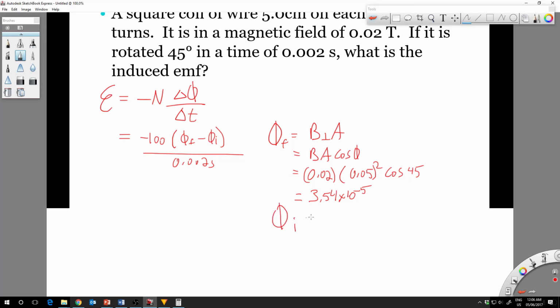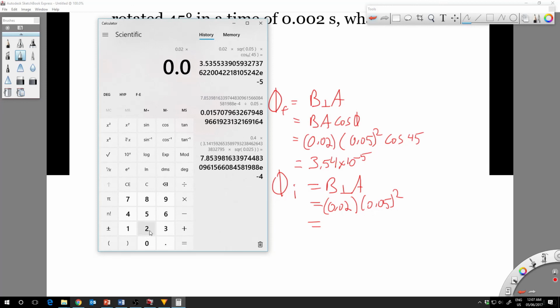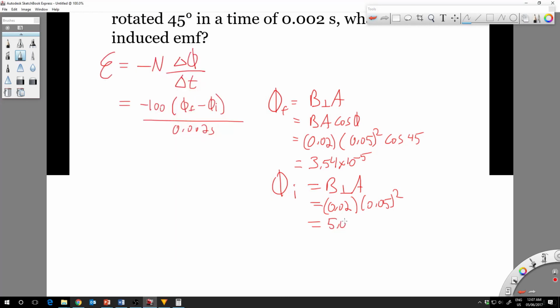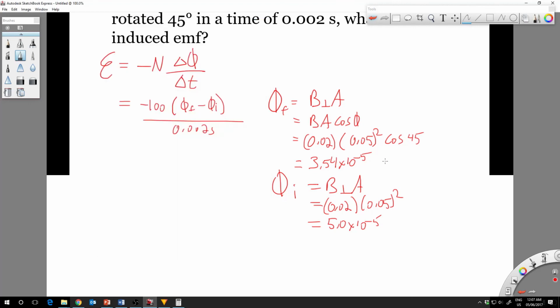Then our initial flux will just be B perpendicular A, and we'll assume it's perpendicular already, since there's no angle. So we can just go 0.02 times 0.05 squared, which gives us 5.0 times 10 to the negative 5. Let me count that to make sure: 1, 2, 3, 4, yes, negative 5. So now our EMF will be negative 100 divided by 0.002 times 3.54 times 10 to the negative 5 minus 5.0 times 10 to the negative 5.